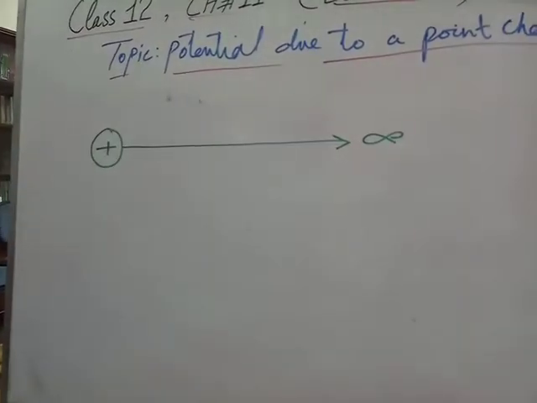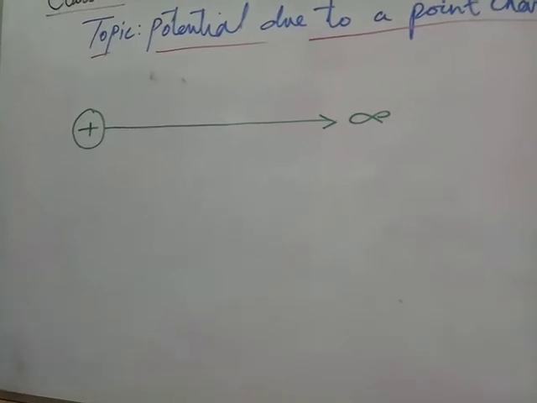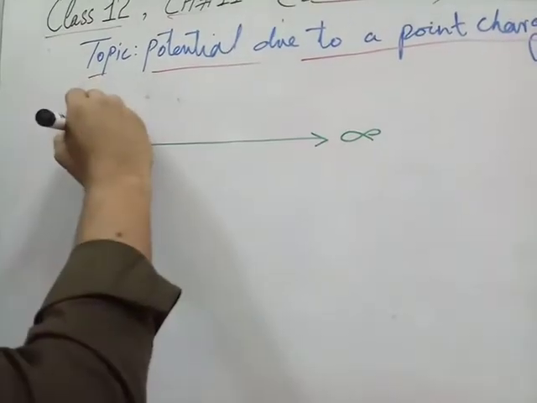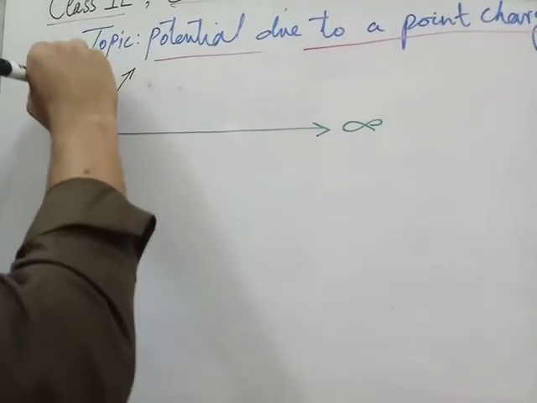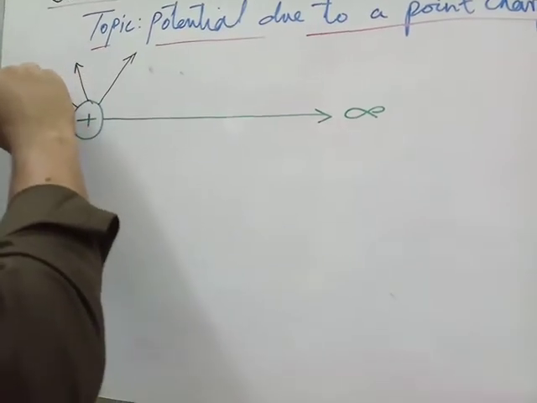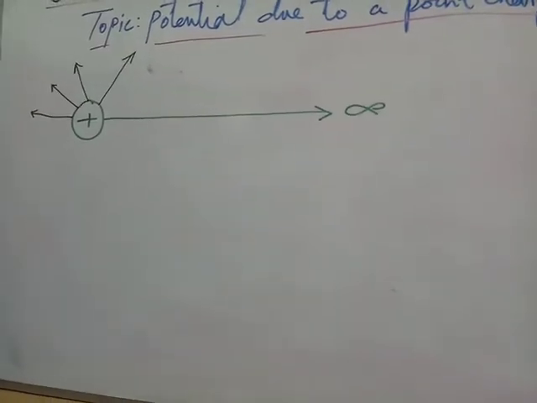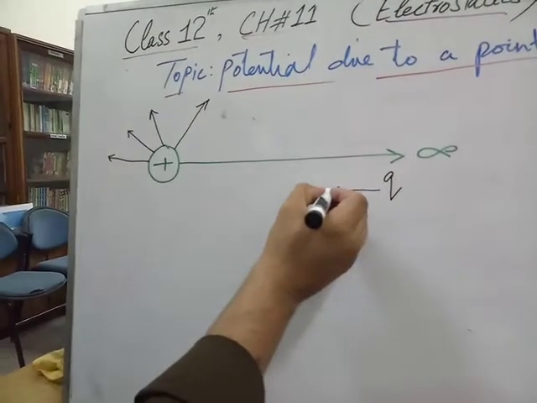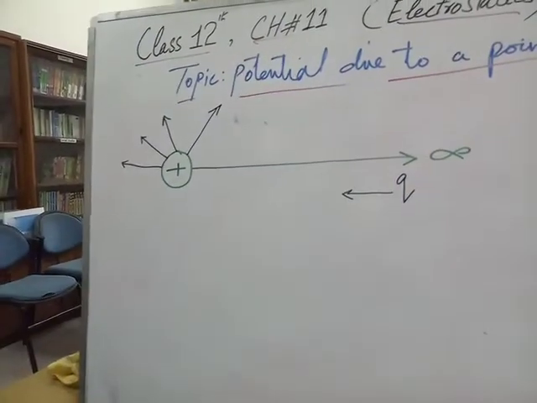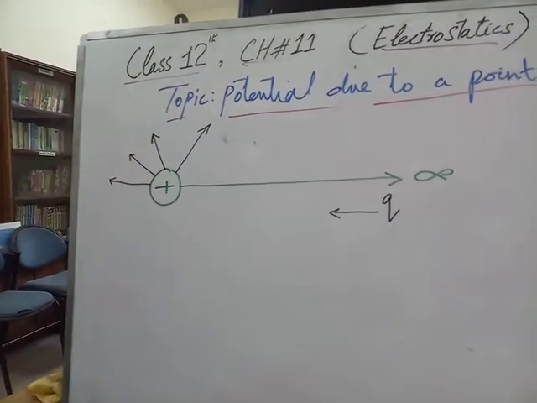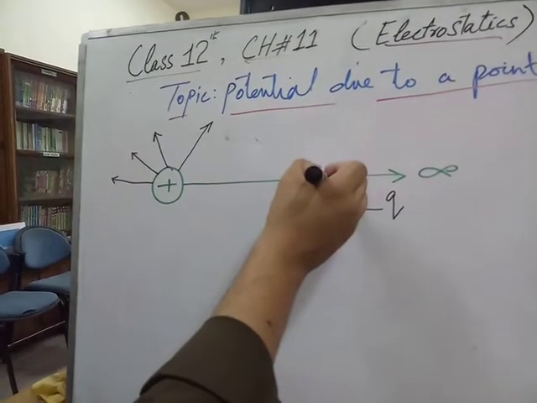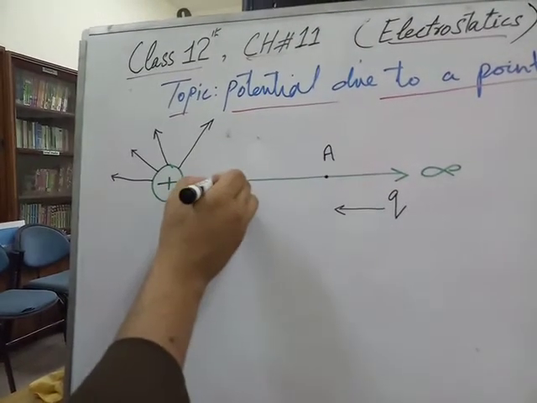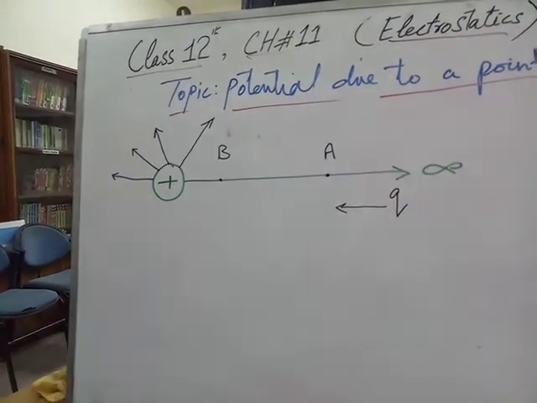This is infinity, and you know that from a positive point charge, the electric field lines are radially outward. If a test charge is brought from infinity to that point, we can find its potential at point A and at point B.